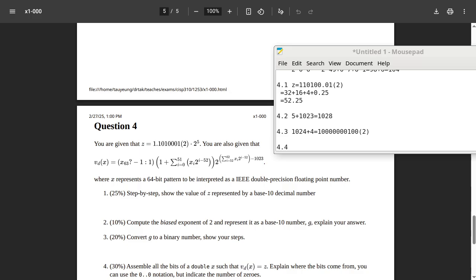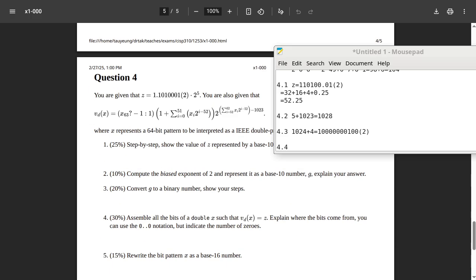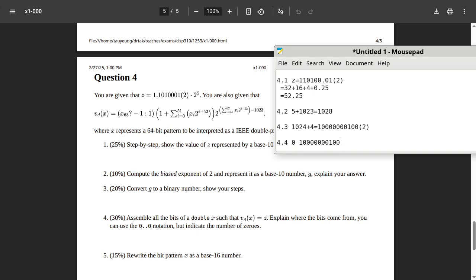4.4. Assemble all the bits of a double. Okay, so the sign is going to be a 0, and then we have the exponent for bits 62 to 52, and then we have the rest of the fractional part of the mantissa, which is 1010001, and then everything else are zeros.